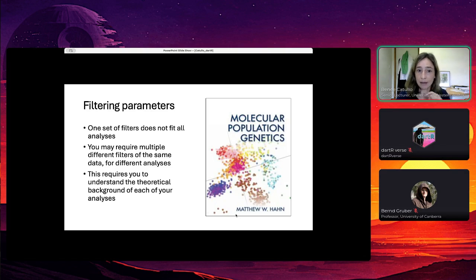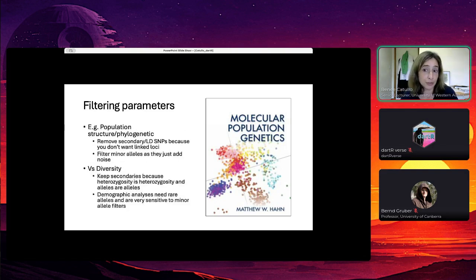I can strongly recommend Matt Hahn's Molecular Population Genetics, which is written at a grad student level. Here's the theory you need to know to do good population genetics. I got our UWA library to buy it, and it basically lives in our lab.